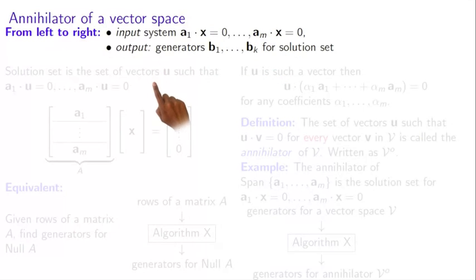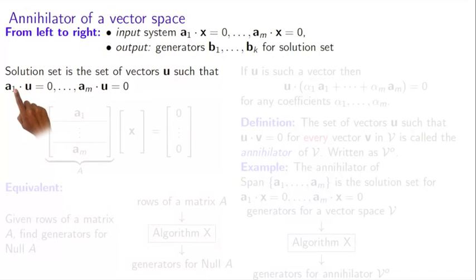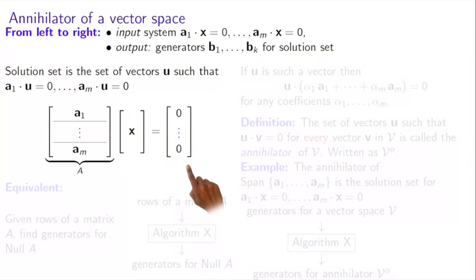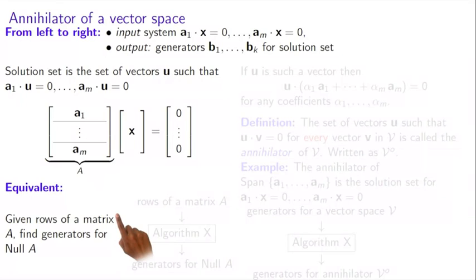The solution set of this homogeneous linear system is the set of vectors u such that a1.u equals 0 and so on up to am.u equals 0. We can write the homogeneous linear system as a matrix-vector equation where the right-hand sides are all 0. The matrix A has as its rows the vectors a1 through am. So finding generators for the solution set is equivalent to finding generators for the null space of the matrix whose rows are a1 through am.